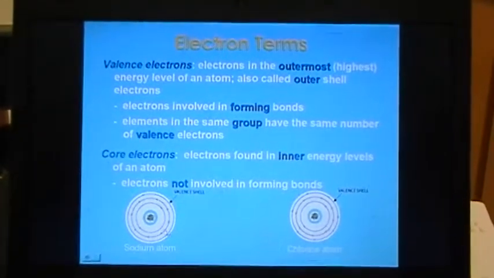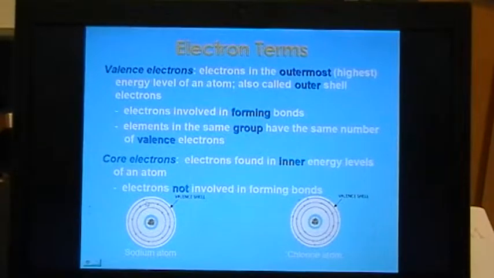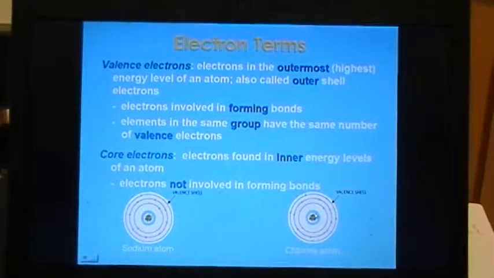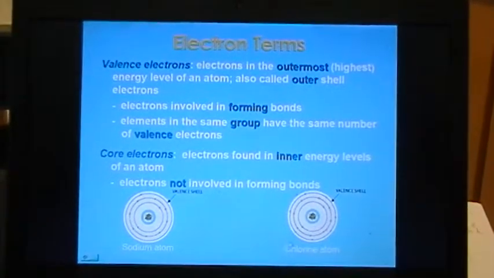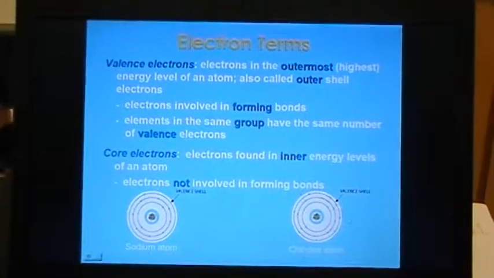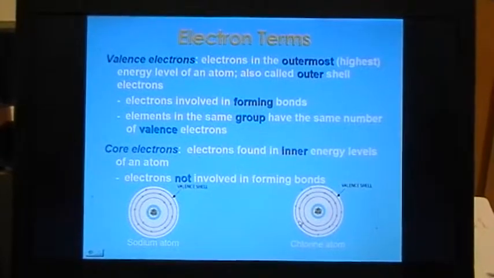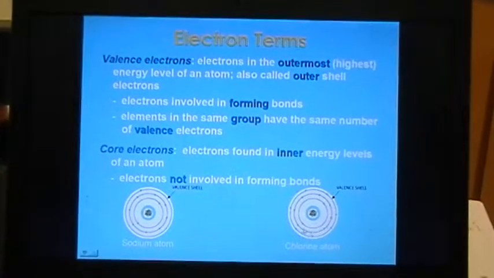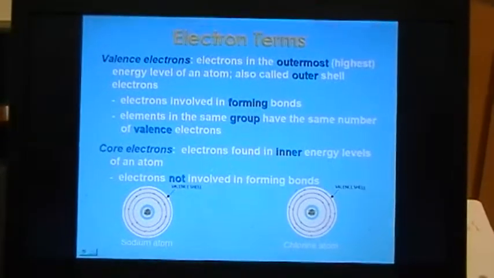And down here is an example: sodium ends in an 3s1 configuration, so it has 1 valence electron. Whereas chlorine ends in a 3s2 3p5, so if you count around the last ring you will see that there are 7 valence electrons. The electrons that are not in that outermost shell are called core electrons.